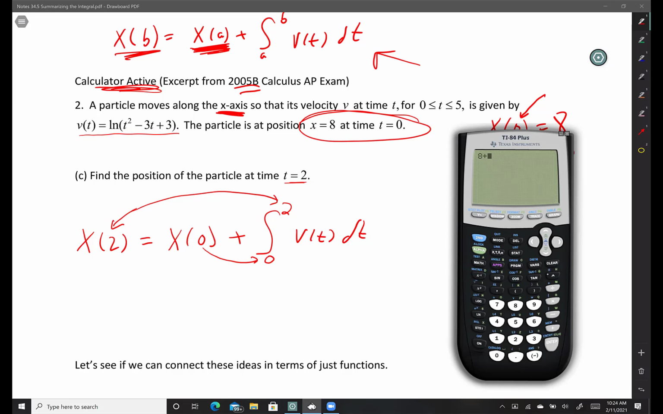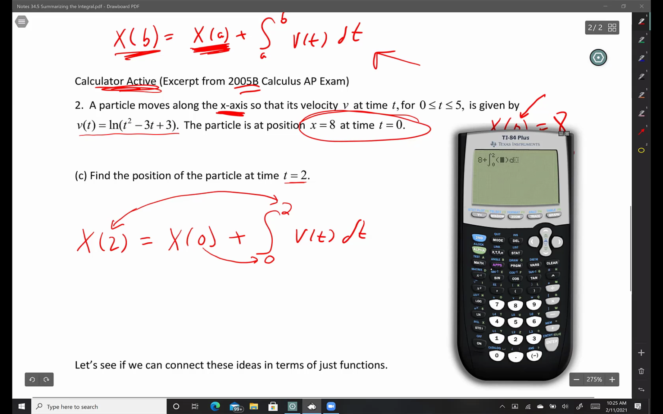And then I push plus, and I got to have some fun, right? I'm going to push math, and I'm just going to find the word integral, number 9. And then I'm going to put my limits. In the bottom, I just set the number 0. And then on the top, I push 2. And then inside, you can write all this if you want, ln of t squared minus 3t plus 3.